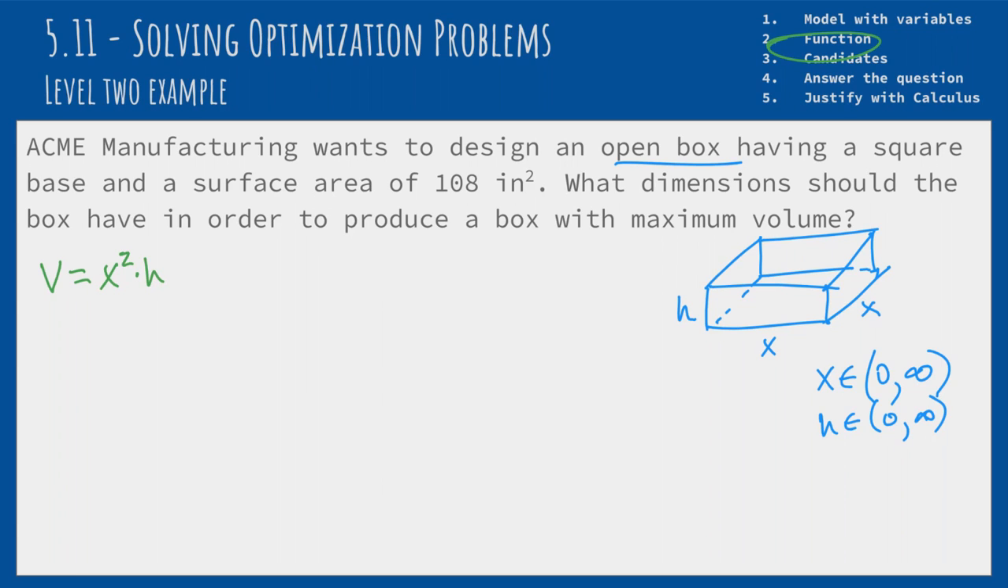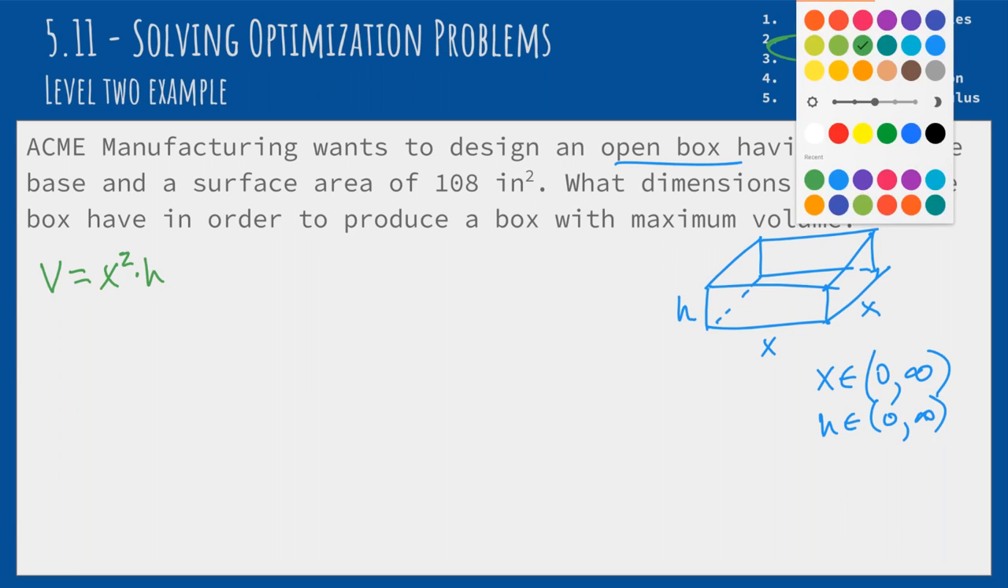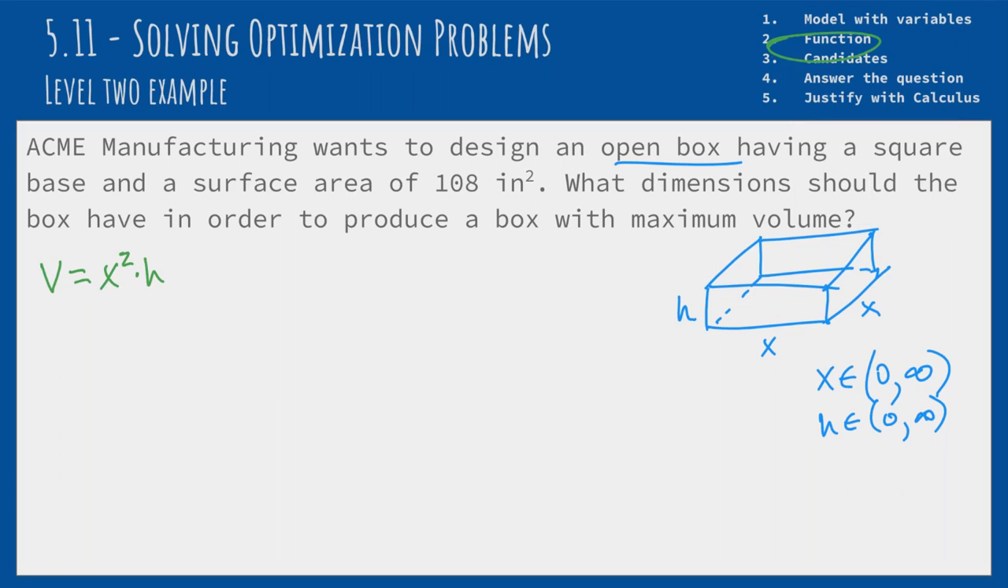I do want that equation to be in terms of just one variable though. So I need some relationship where I'm going to be able to get rid of either the x or the h from this equation. And that's going to come from the surface area here. So the surface area of this box, remember there's no top. So the surface area is going to be the area of the bottom plus the areas of all four sides. And each side is going to have an area of x times h, and there's 4 of those. So the total surface area of this box is going to be x squared plus 4xh, and we know that that surface area has to equal 108 for this box.